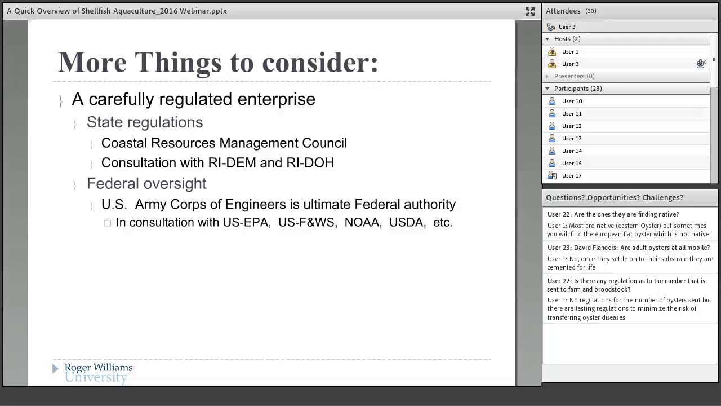Another thing to consider is that aquaculture is a carefully regulated enterprise. We see CRMC as the lead agency in regulating and managing aquaculture in the state, but they do so in consultation with other state agencies, primarily DEM and the Department of Health. At the same time, there is considerable federal oversight through the U.S. Army Corps of Engineers, which consults with a whole host of federal agencies, including EPA, Fish and Wildlife, National Oceanic and Atmospheric Administration, USDA, etc.